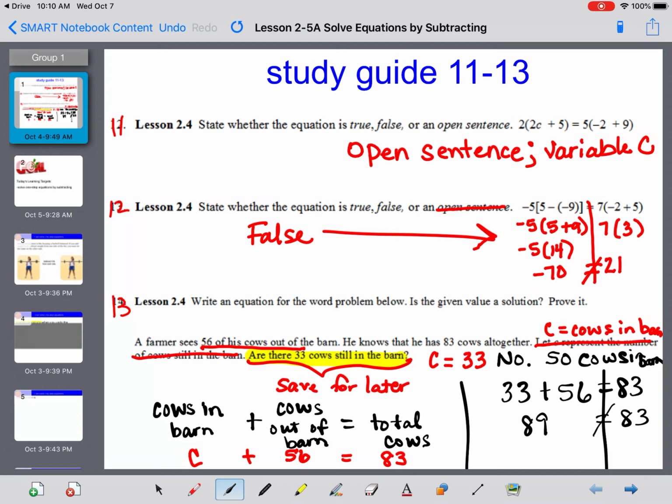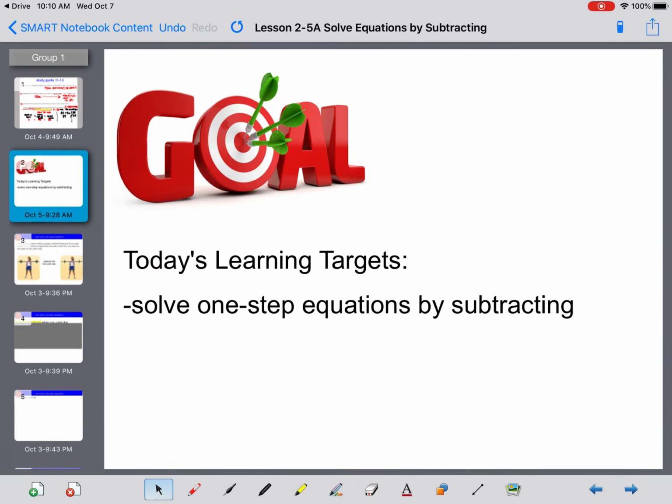And I'm running out of space. So that's how you do that first problem. Today, our lesson target is to solve one-step equations using subtraction.